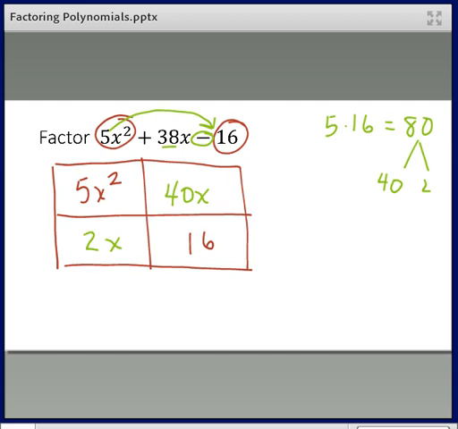And now I find GCFs. So what is the GCF this way, left and right, for each row? So I look at 5x and 40x. They both are divisible by 5, and they both have an x. And then I look at 2x and 16. They're both divisible by 2.